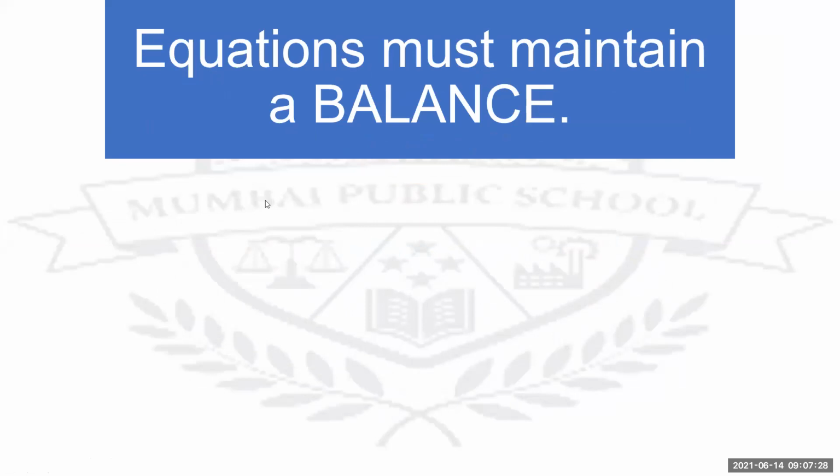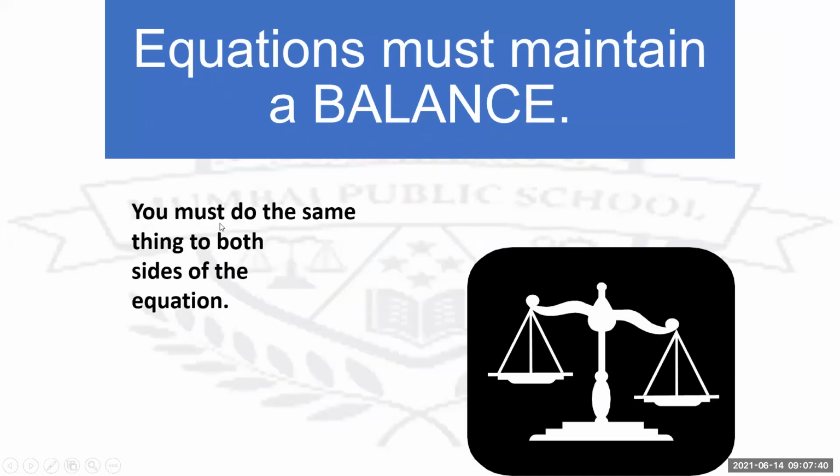An equation must maintain a balance. Understand, this means the left hand side and right hand side must be equal. And you must do the same thing to both the sides of an equation. For example, if you take x plus 5 equals 10, now this is an equation. x plus 5 equals 10.